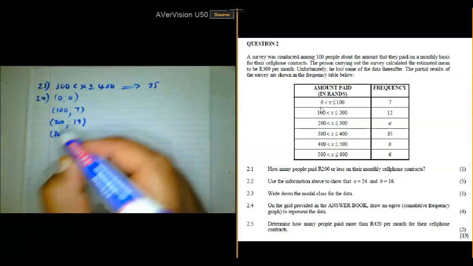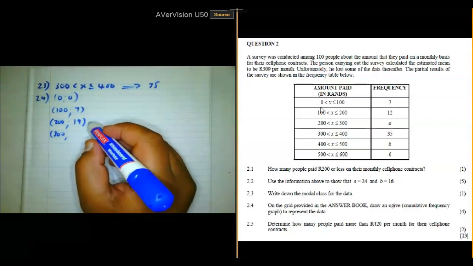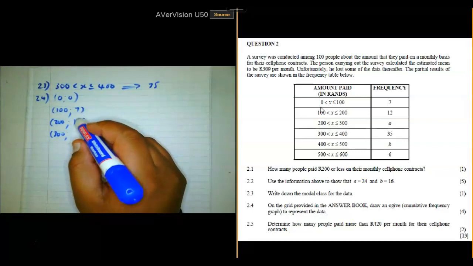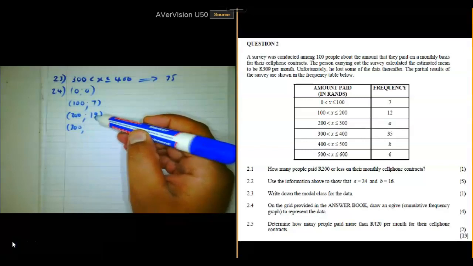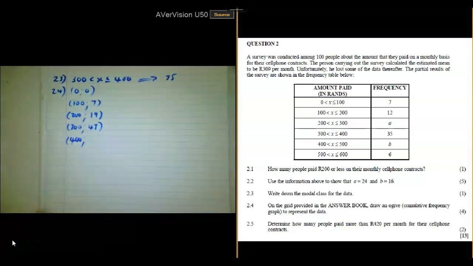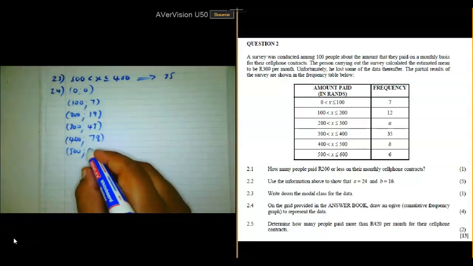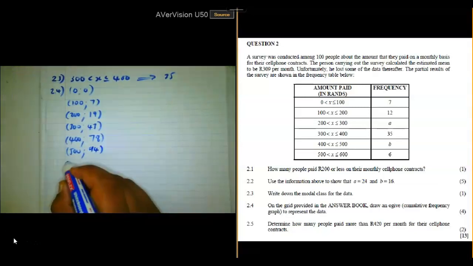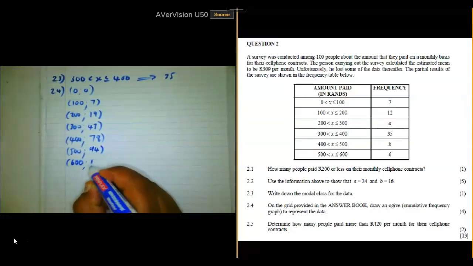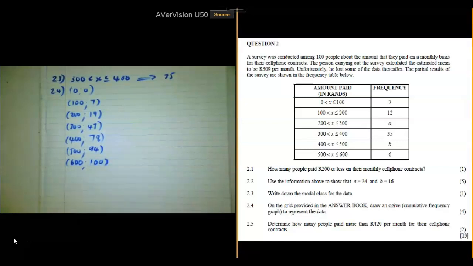At 300 it's going to be an accumulation, so 7 plus 19. At 300 is the sum of the two, and that's going to be 43. At 400 is going to be 78. At 500 is going to be 78 plus 16, that gives us 94, and at 600 is the total, which is 100. So these are the coordinates that you will now plot on your graph to give you your smooth curve. Let's have a look at how your graph should look.